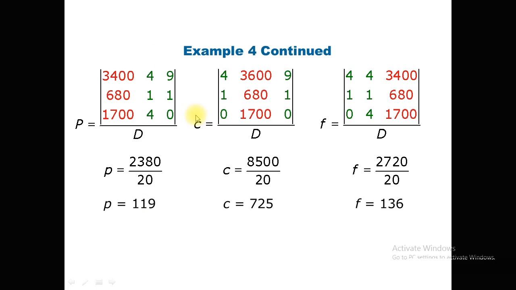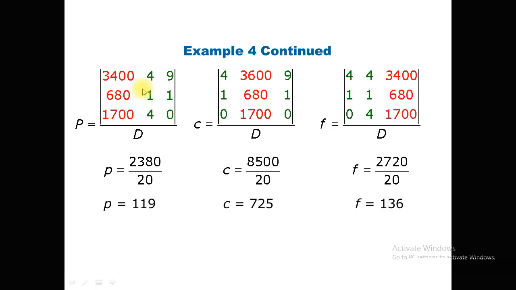And for the value of c, replace the second column of coefficients by the constants on the right hand side, find this new determinant and divide the new determinant value by the d value. D means the determinant of the coefficient matrix. So for the value of f, replace the third column of coefficients by the constants, find this new determinant value, and divide it by d. D is the determinant of the coefficient matrix.